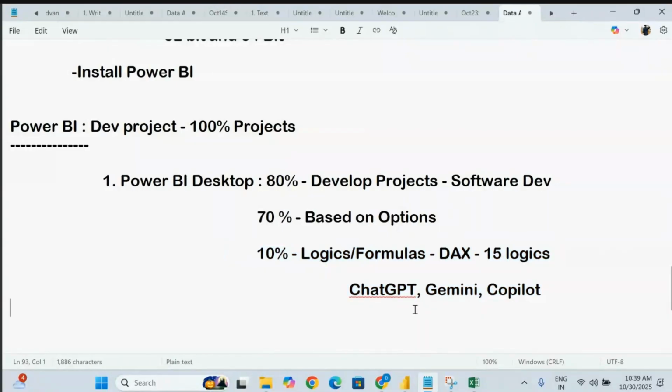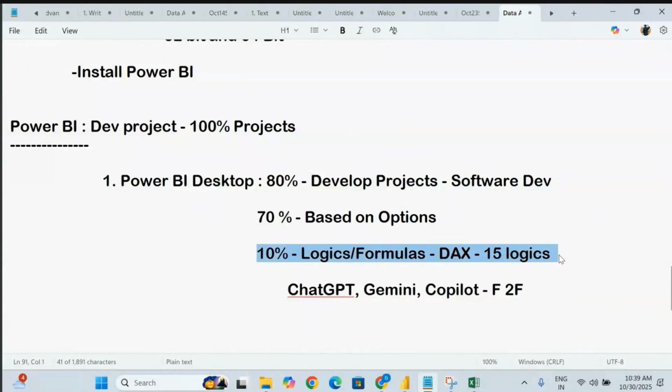But the problem is that whenever you go for face-to-face interviews, they don't allow you to open your ChatGPT. So in those cases, you have to learn these minimum 15 logics by heart, or practice them every day. In our sessions also, I will make you understand so easy, so simple. But you have to understand that as well.